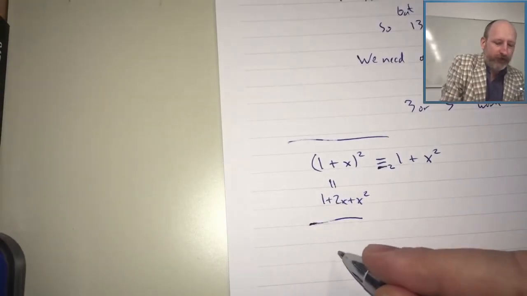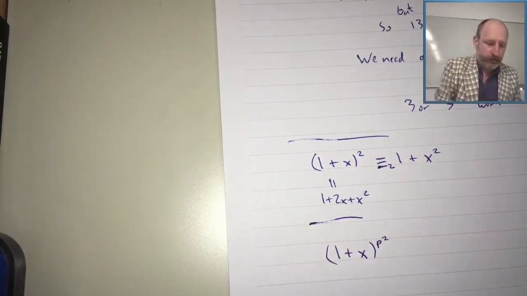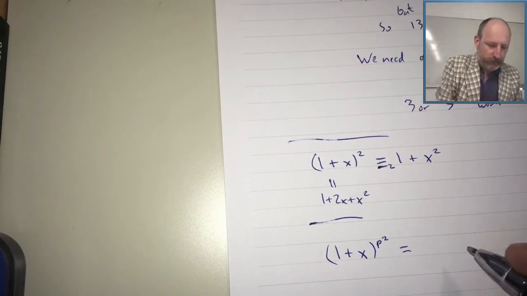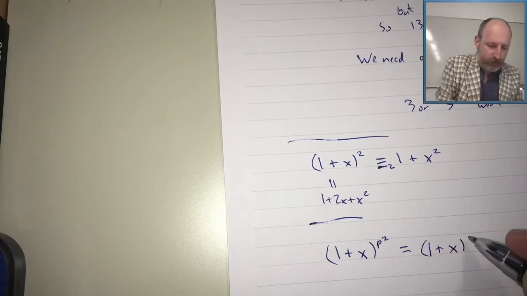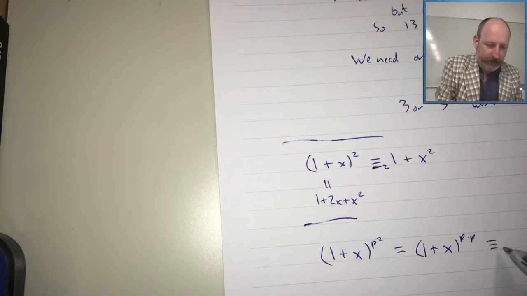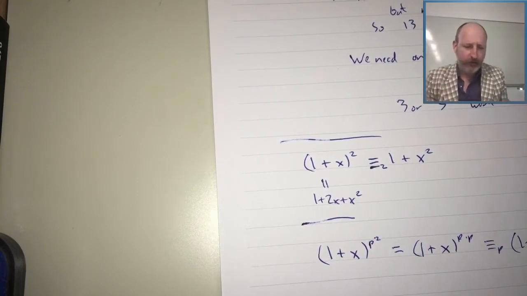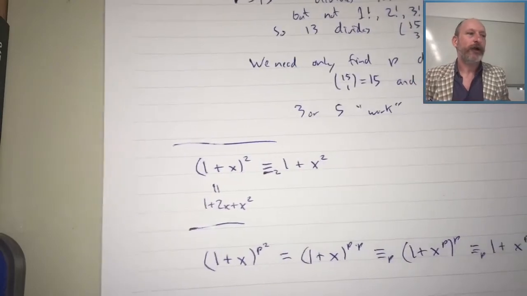I'll just show you for p squared. So if I take 1 plus x to the p squared, that's the same thing as 1 plus x to the p times p. So I guess that's equal to 1 plus x to the p, which is 1 plus x to the p squared. Am I doing exponentiation here right? I'm very close to a big whiteboard, which it's well known makes you a bit dumber, and I'm moving out of frame.